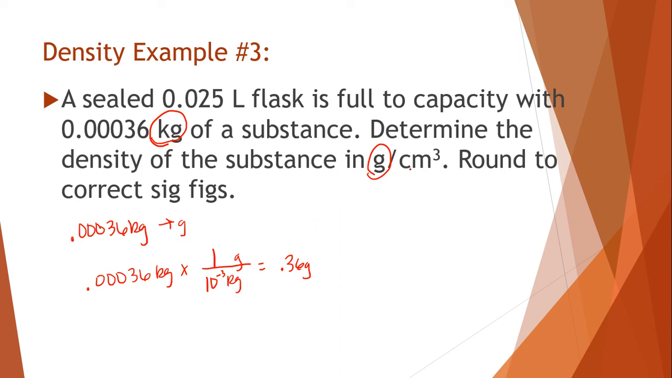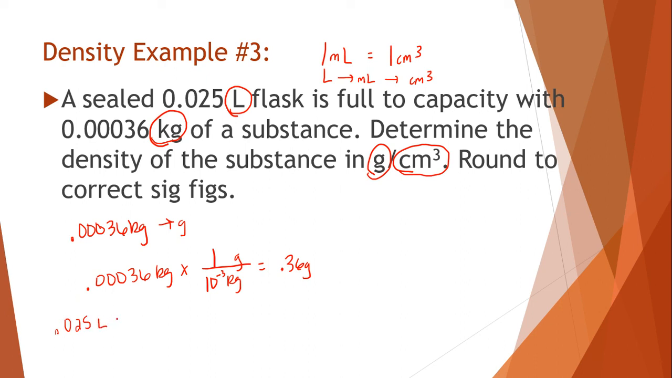Second, let's check my volume. I want it in centimeters cubed, but it's giving it to me in liters. I don't know a relationship between liters and centimeters cubed, but I do know that 1 milliliter is equal to 1 centimeter cubed. So the easiest way is to go from liters to milliliters and then milliliters to centimeters cubed as a path. So let's do that.